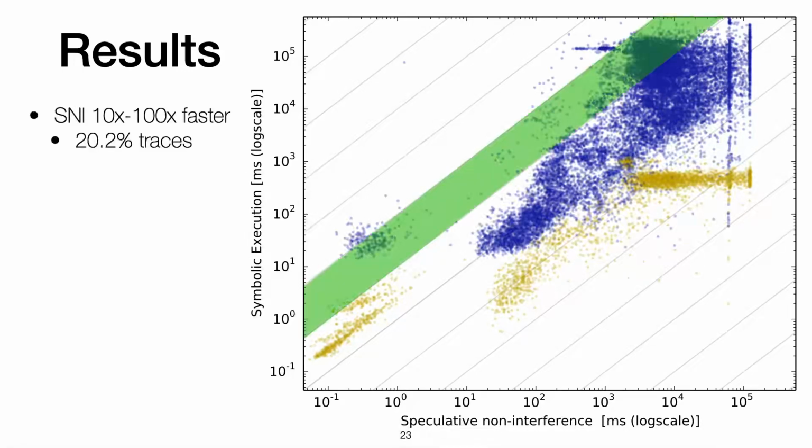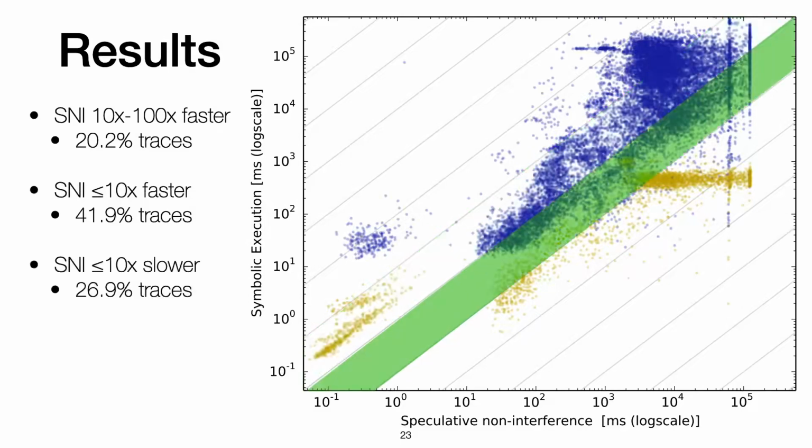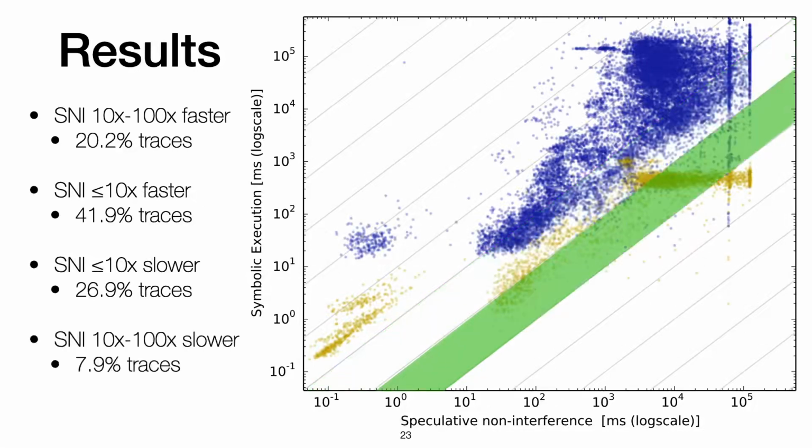Observe that for 20% of the traces, checking speculative non-interference is between 1 and 2 orders of magnitude faster than discovering the corresponding symbolic path. For an additional 40% of the traces, checking speculative non-interference is between 0 and 1 orders of magnitude faster than discovering the path. For about 25% of the traces, checking speculative non-interference is between 0 and 1 orders of magnitude slower than discovering a new path. And finally, for about 10% of the traces, checking speculative non-interference is between 1 and 2 orders of magnitude slower than discovering a new path. Observe that most of these traces are associated with paths discovered without invoking the SMT solver, namely yellow dots.